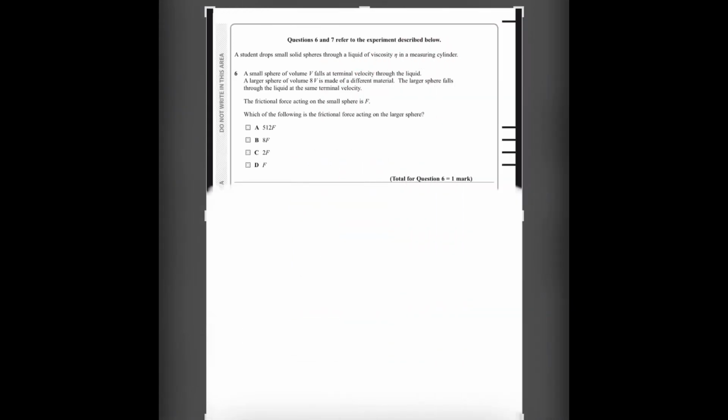So number 6, a student drops a small solid sphere through a liquid of viscosity N in a measuring cylinder. A small sphere of volume V falls at terminal velocity through the liquid. A larger sphere of volume 8V is made of a different material. So if a different material is used, it might have a different density. The larger sphere falls through the liquid at the same terminal velocity. The friction force acting on the small sphere is F. Which of the following is the frictional force acting on the larger sphere?